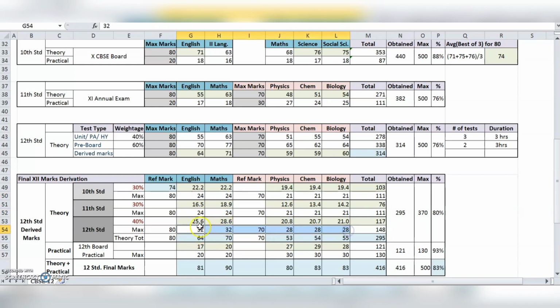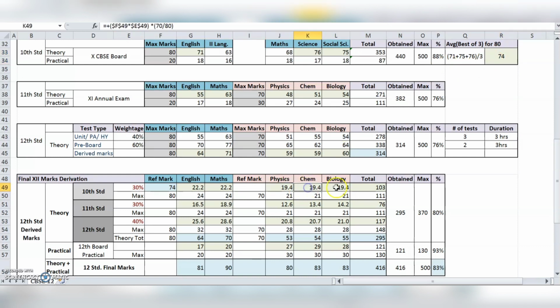For class 10, we calculated the 74 mark as a base by taking the best of the 3 averages, and 30% of the 74 mark is taken for each of the subjects. For English and Maths in 12th having 80 maximum theory marks, it's just multiplied by 30%, as we already have 74 calculated out of 80.